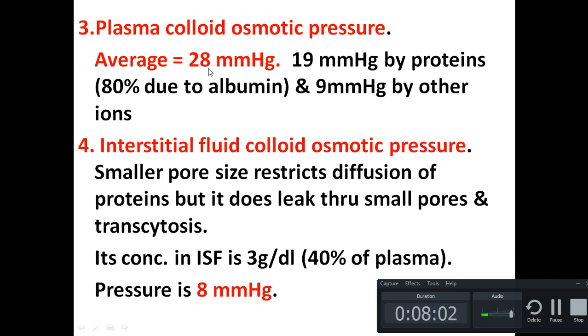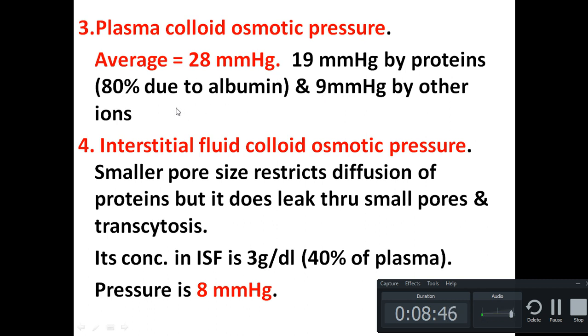Now out of this 28 millimeter of mercury, 19 millimeter of mercury pressure is caused by the proteins. Because in the plasma the protein albumin is in abundant proportion, 80% of this pressure is caused only by the albumin, whereas the rest is caused by the other proteins, for example the fibrinogen and the globulins. Whereas the 9 millimeter of mercury pressure is caused by other ions that are present in the plasma. So out of this 28 millimeter, 19 millimeter is caused by the proteins and 9 millimeter is caused by the other ions.